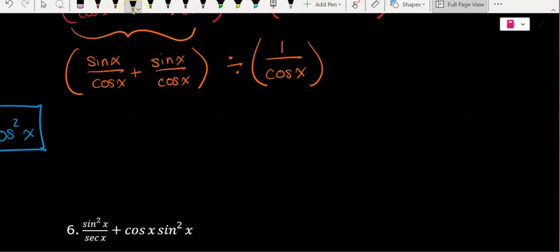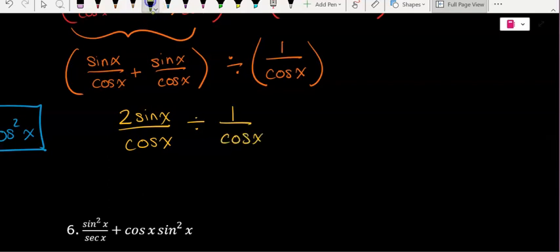Now, the numerator does change. Those combine together, and so I have sine plus sine. Now, think about it this way. If this was x's, if I had x plus x, that would not become x squared, would it? No, instead it would become 2x. So that's exactly what I'm going to have here. I'm going to have 2 sine x, and then that is divided by cosine x. And then I've got that divided by 1 over cosine.